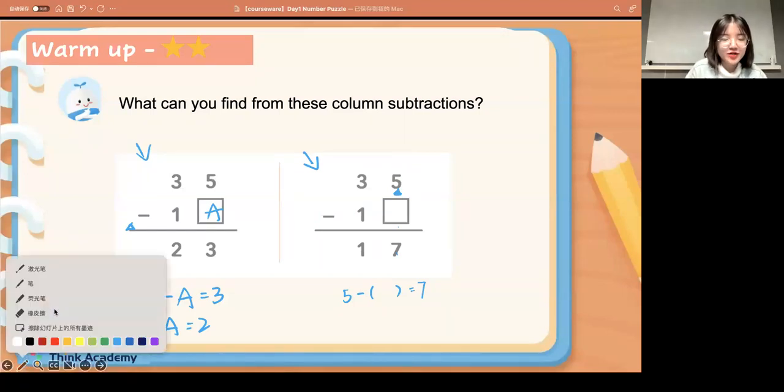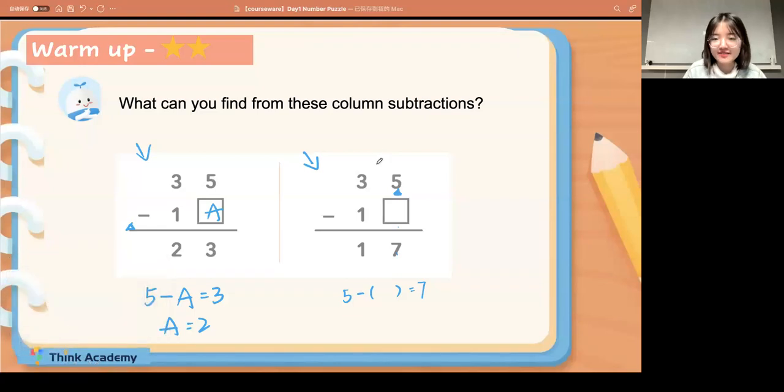Because after subtraction, the number will be 7, this number should be larger than 7. It will be 15. If it is 15, then it means we have borrowed 1 from the 10th column. So please change the 3 to 2. And then we can take a look at the 1st column. So 15 minus 8 will be 7. So this number should be 8. And then for the 10th column, we have 2 minus 1 will be 1.